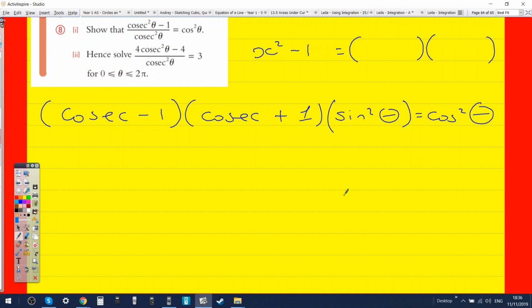Show that it's identical to cos squared theta. And what is cosec the same as? Cosec is 1 over sine theta. Okay, what do you get there?